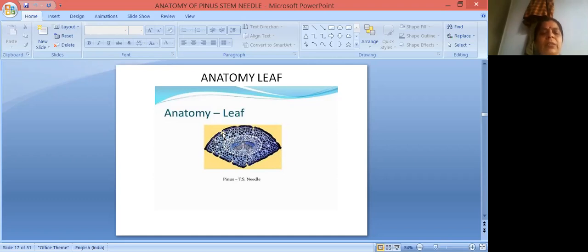The cuticle is thick, and that is one of the important xerophytic adaptations. The presence of a thick cuticle and the very thick outer walls of the epidermal cells lead to reduced or minimized transpiration. Now coming to the epidermal parts, several sunken stomata are present on the epidermis.